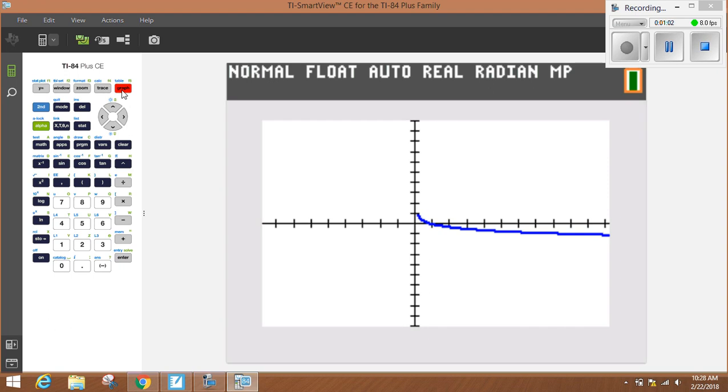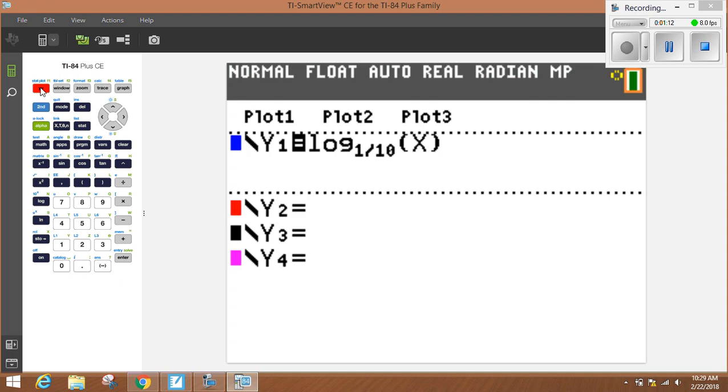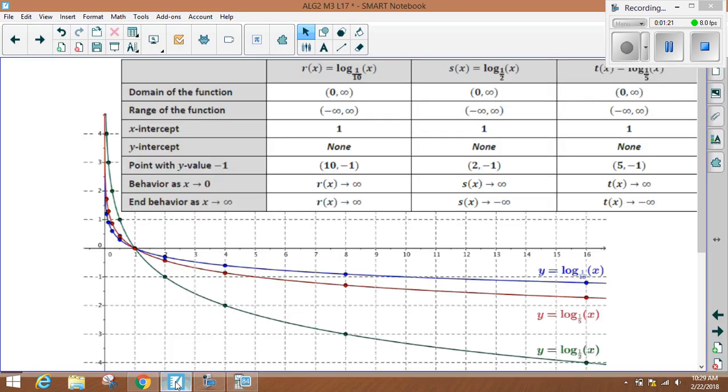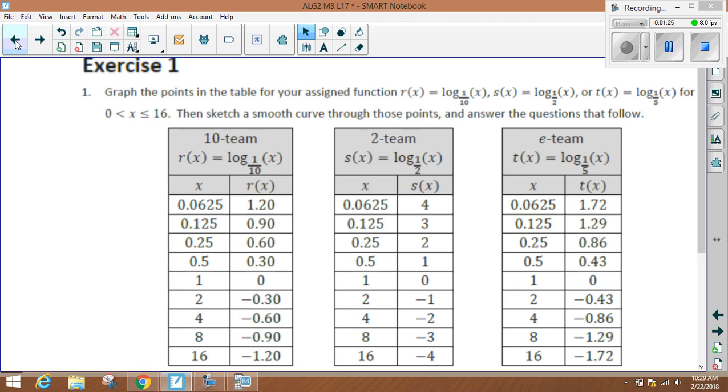Remember though, I'm going to show you how to do these so that you can do them in any calculator. You don't have to have that log base function. So remember that we can change the base of this. Let's go ahead and do that. I'm going to write that over here.